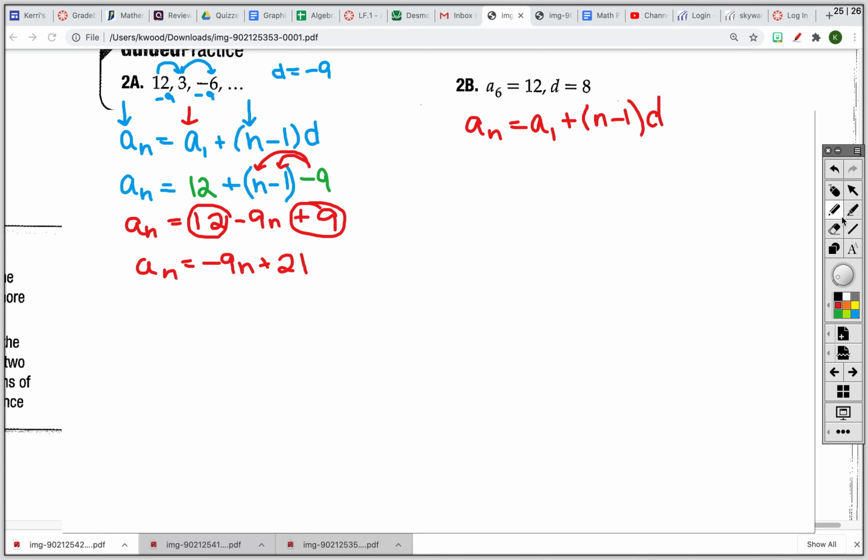I substitute the information that I know. Well, I know that a of n is 12. So 12 is equal to, I don't know the first term, so that's my a of 1. I do know that when my term is 12, that it is the 6th term, which means my n is 6. So that's 6 minus 1, and that my d is 8.